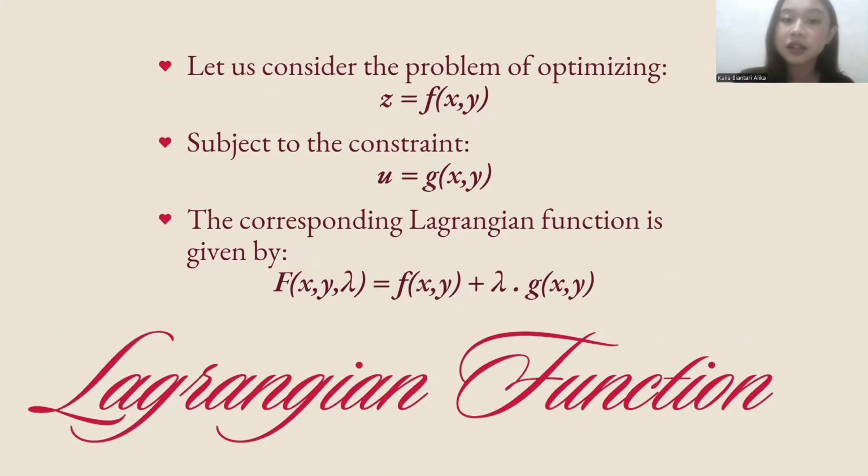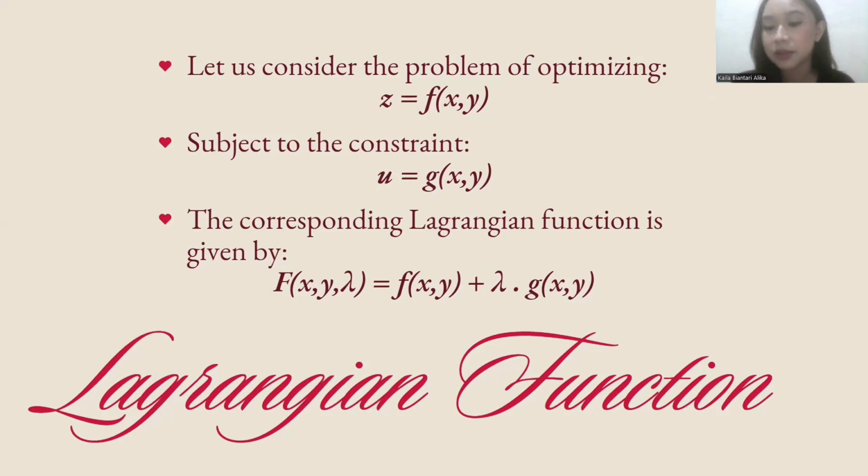First, let us consider the problem of optimizing. That means we are either trying to maximize or minimize the value of a function that has two variables. Second, subject to the constraint. However, there's a catch. We can't just choose any values of x and y. We are restricted by a condition called a constraint. This means x and y must satisfy a certain equation.